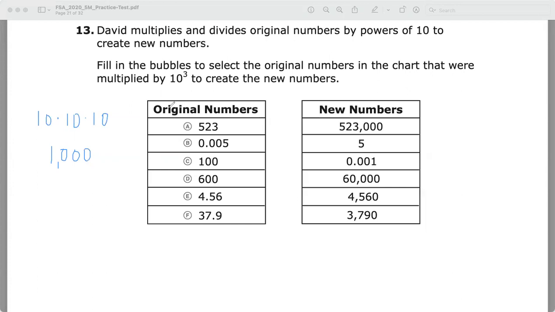Okay. So multiplying the original number by 1,000 means moving it 3 decimal spaces larger, adding 3 zeros. That's how we're going to approach this. So 523, if I add 3 zeros, 1, 2, 3, does that equal the number on the right? Yes, it does. Oops, I'm bad at coloring in my bubbles. Okay. So here we have a decimal, and I'm going to move the decimal 3 spaces to the right. Does that equal 5? Yes.